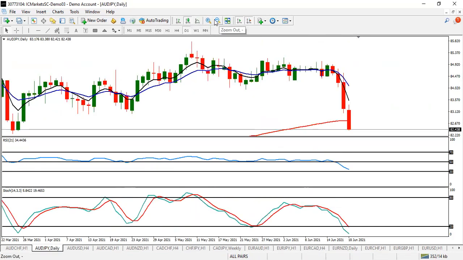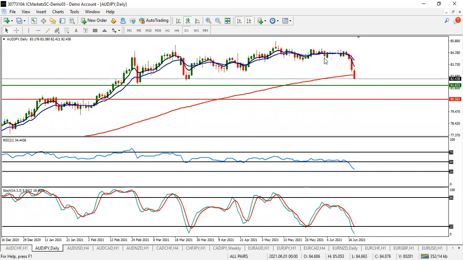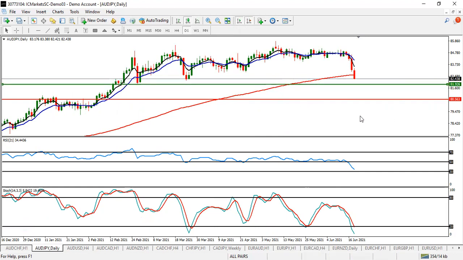So let's go to the daily. On the daily, you can see we have a strong momentum candle to the downside. With this in mind, we may see this pair drop down towards the red support. Before that, we have the green support, which is very near.